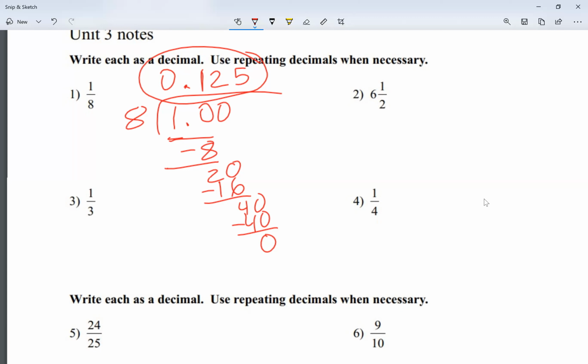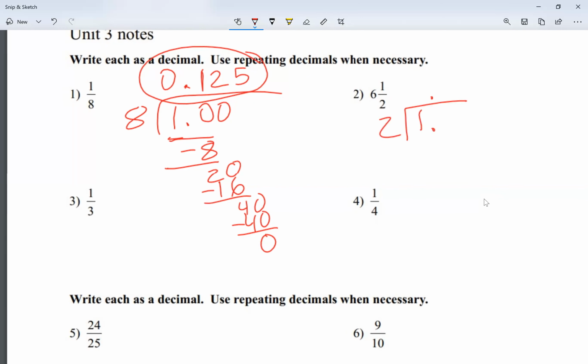For question number 2, let me just worry about my fraction. Let me ignore the 6 for a moment. Let me just worry about the fraction. So I'm gonna go 1 divided by 2.